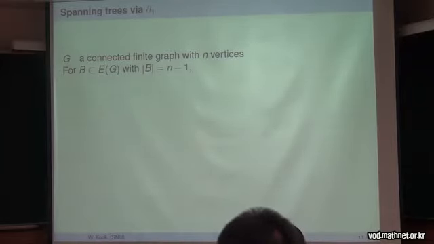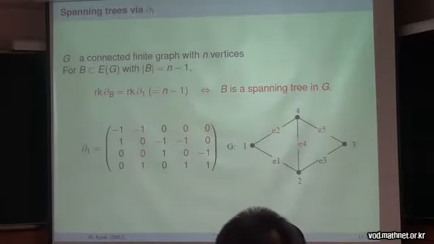So G is a connected finite graph with n vertices, and to define a spanning tree, we think of it as a collection of n minus 1 edges. Now let's take a look at the incidence matrix. The incidence matrix contains everything that you want to know about the graph. In other words, if you have a graph, you can get the incidence matrix, and from the incidence matrix, you can get the graph back. So it has everything you want to know.